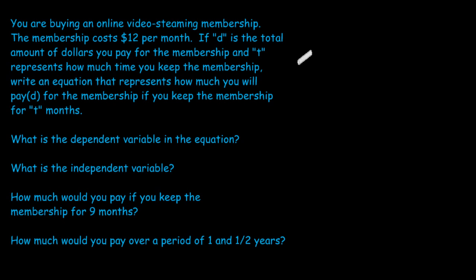The problem reads that you are buying an online video streaming membership. The membership costs $12 per month. If D is the total amount of dollars you pay for the membership, and T represents how much time you keep the membership, write an equation that represents how much you will pay for the membership if you keep the membership for T months.